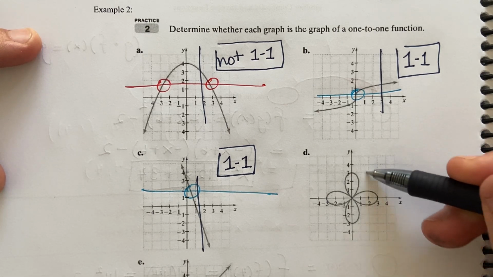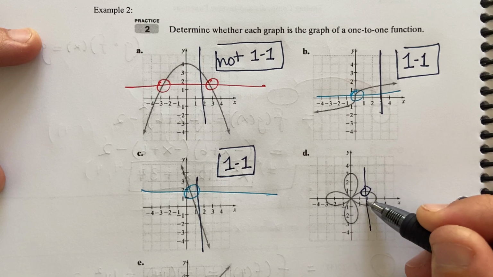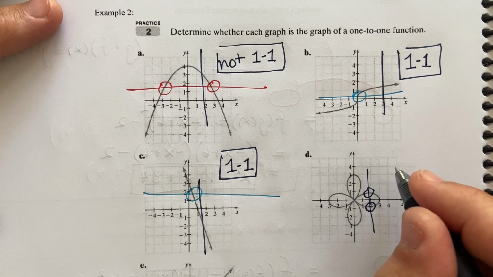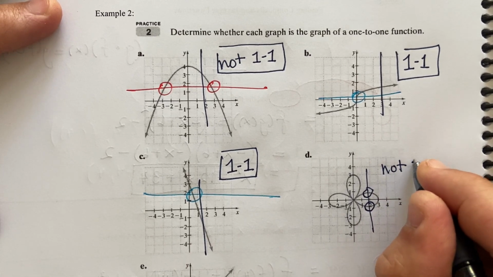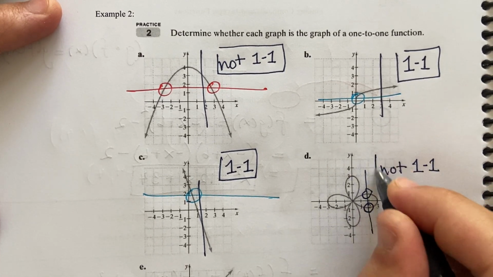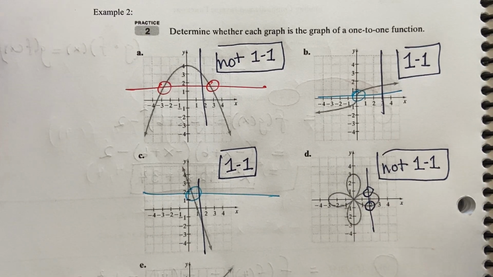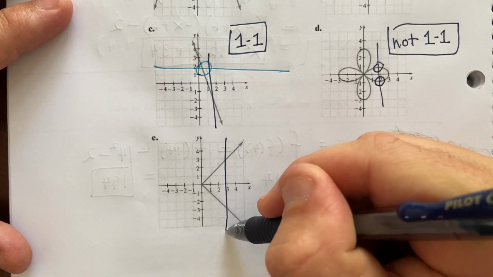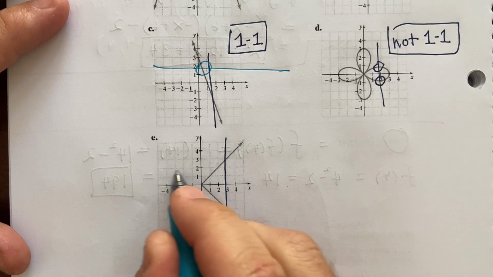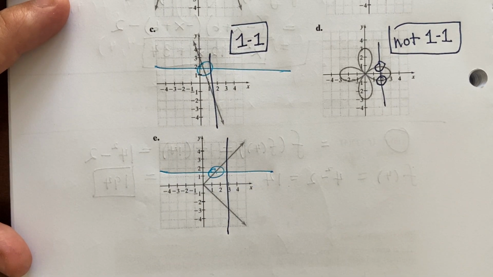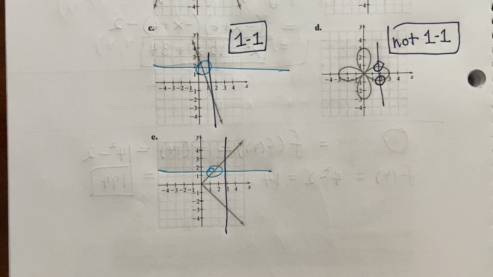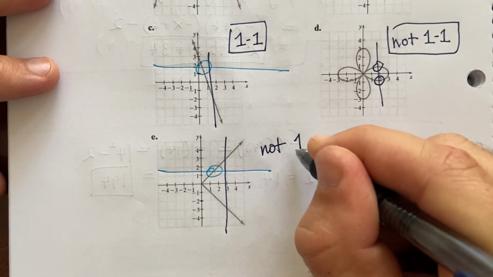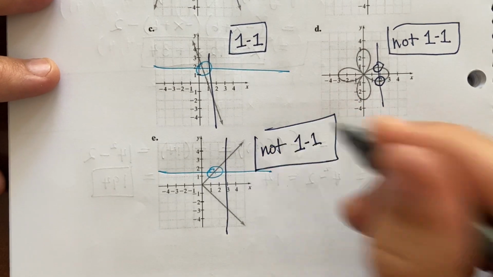Here, this is not a function. So if it doesn't pass the function test, it's definitely not going to be a one-to-one function. So I'll just say not one-to-one, but it's not even a function. Here, we don't pass the vertical line test. Even though it does pass the horizontal line test, it's not a one-to-one function because it's not a function. So not one-to-one. I'll just say it that way.